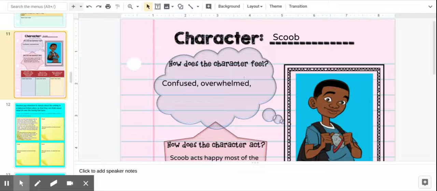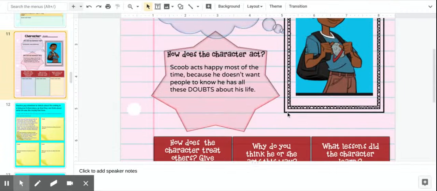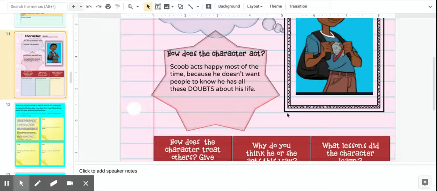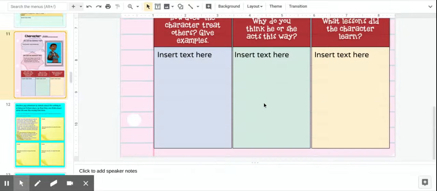Now, how does your character feel? Right now, I'm thinking that Scoob is kind of confused, a little bit overwhelmed. That might change based on when I continue in the book. How does your character act right now? Scoob acts happy most of the time because he doesn't want people to know he has all these doubts about his life. Okay, then we go down here. There's more information here.